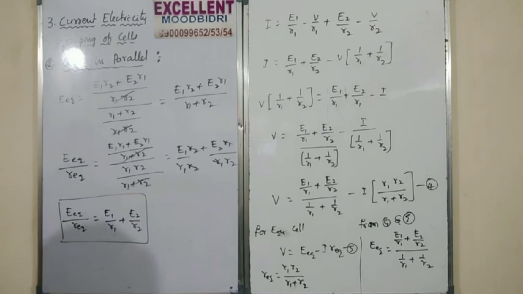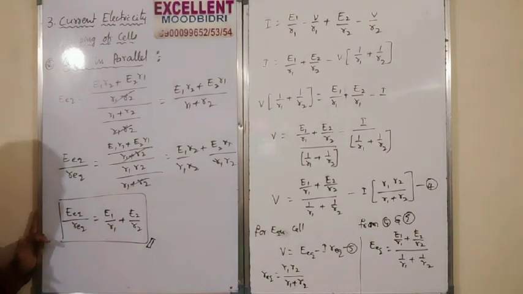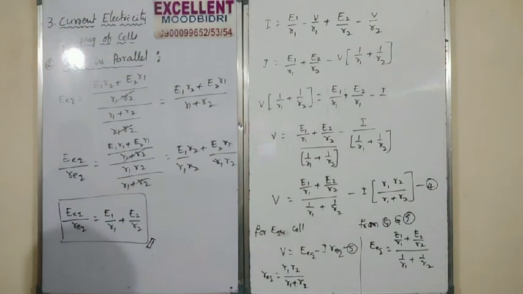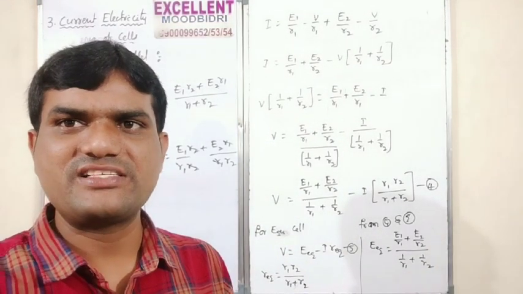E equivalent by R equivalent. Are you clear? So this is the formula. Up to here, 5 mark question. E equivalent by R equivalent is equal to E1 by R1 plus E2 by R2. Okay now? So now I will give you N cells in series parallel combination. What is the effective EMF?